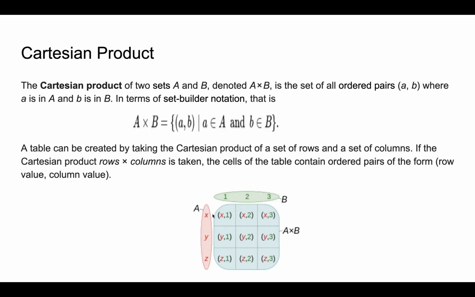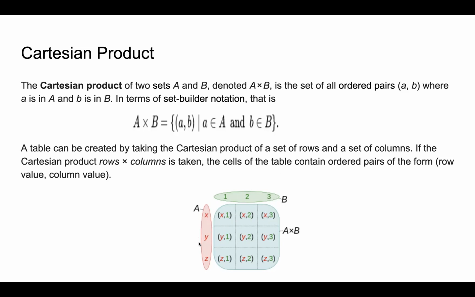Here we have to take an element of A and an element of B in a particular order, first the element of A and then the element of B. The first row of A is X, and for it we keep changing the column, so the first element will be X, 1. The second element will be X, 2. The third will be X, 3.